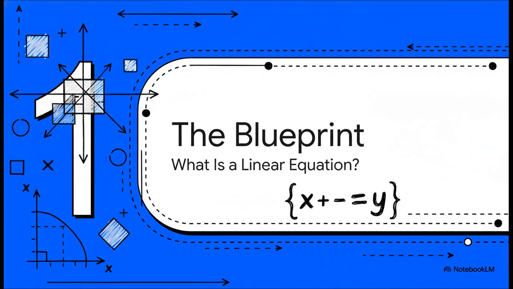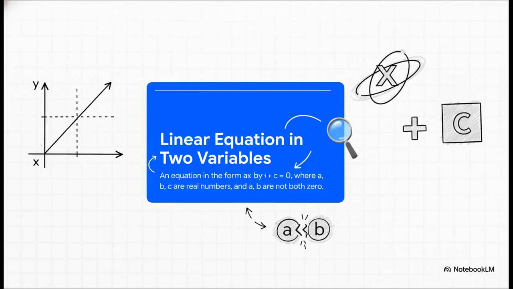All right, first things first. Let's build our foundation. What exactly are we talking about when we say linear equation in two variables? Okay, this is the official blueprint. ax + by + c = 0. So x and y, those are our two variables, and a and b, those are just the numbers attached to them. We call them coefficients. c is the constant, just a plain old number by itself. Now, the only big rule here is that a and b can't both be 0. Why? Because if they were, our variables would totally disappear.